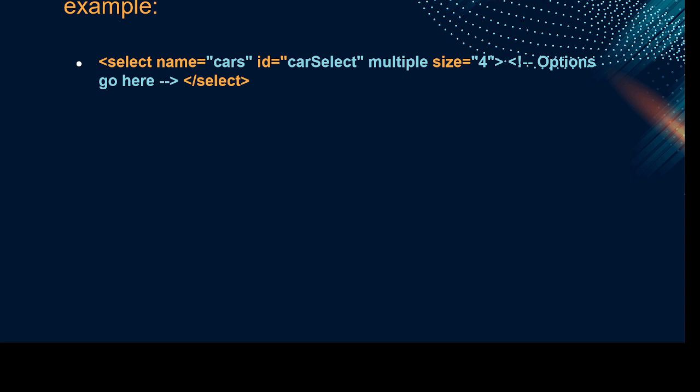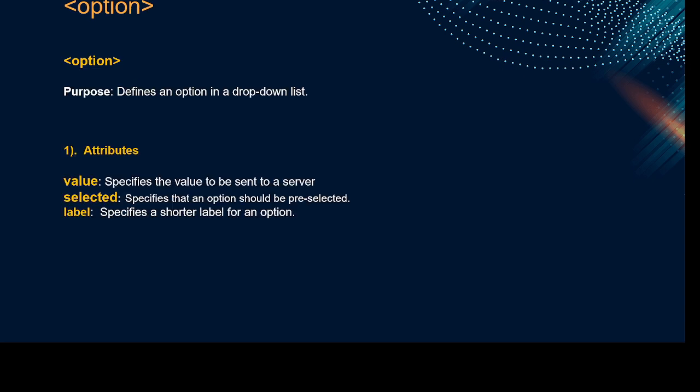An example here is select, where the name is equal to car, and the ID is equal to car-select, multiple is true, and size is four. Don't put pixels, because size is understood as an integer inside the quotation marks, and then close the tag. This is just a select tag, not option. But then I'm going to talk about option. So what is option and how can we use it?